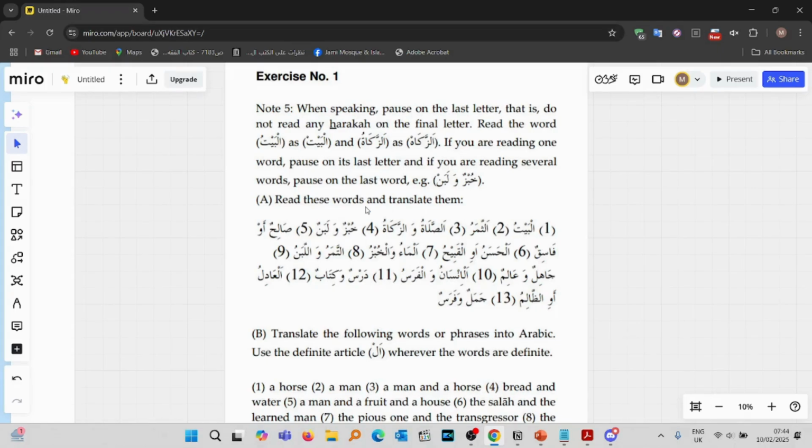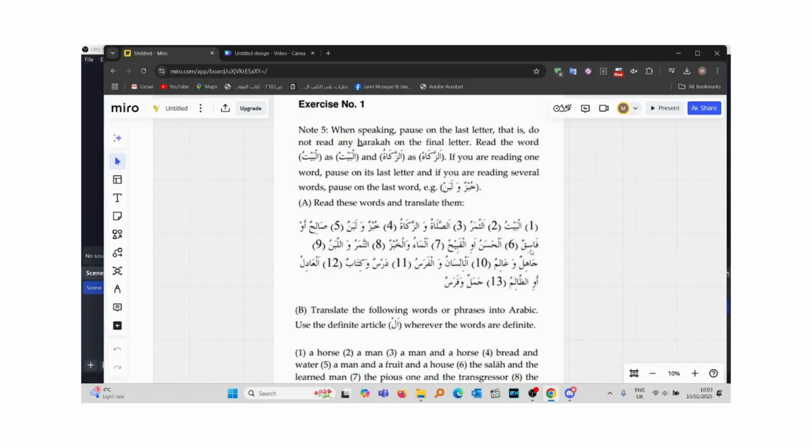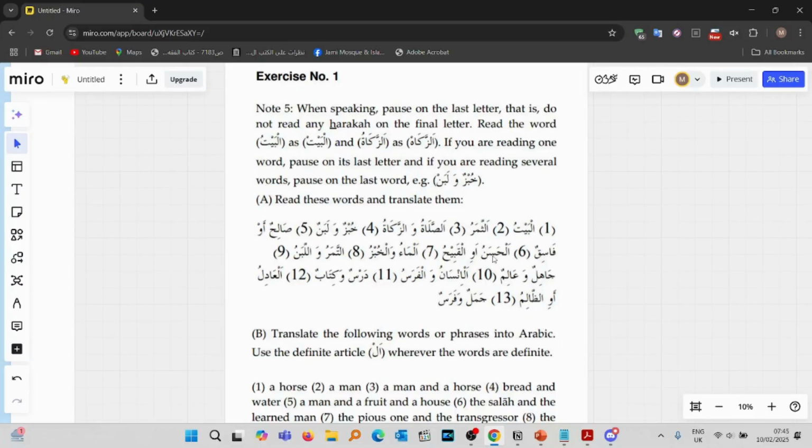Okay, so question A, read these words and translate them. Al-baytu, the house. Al-thamaru, the fruit. As-salatu waz-zakatu, the salah and the zakah. Khubzun wa labanun, bread and milk. Salihun aw fasikun, a pious one or a transgressor. Al-hasanu awil qabihu, the good one or the ugly one. Al-ma'u wal-khubzu, the water and the bread.